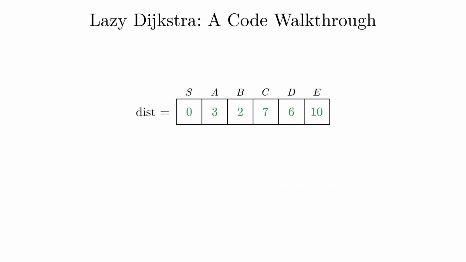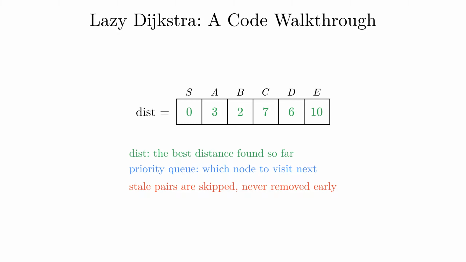There are only a few moving parts. The distance array holding the best distance found so far, the priority queue telling us which node to visit next, and the staleness check that discards outdated pairs. Because every relaxation can push one pair, the queue holds at most E entries, which gives the lazy implementation a running time of order E log V.